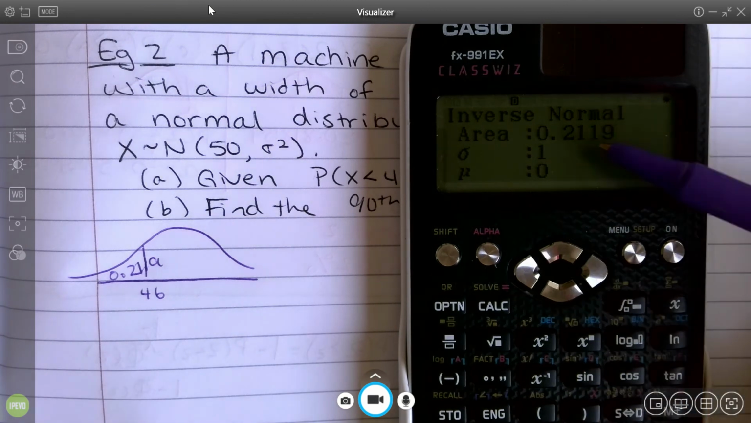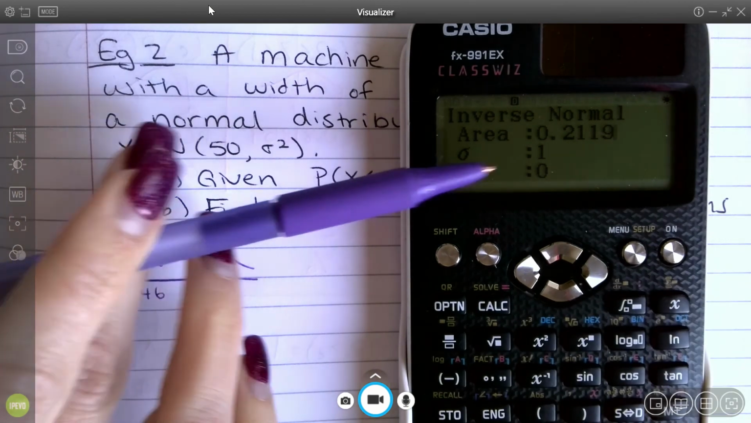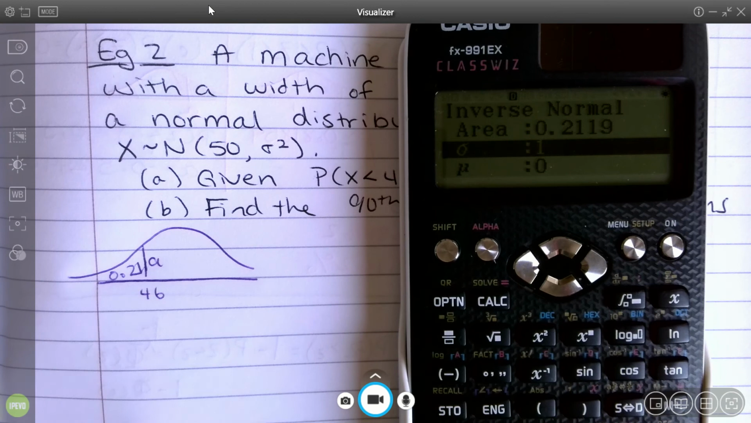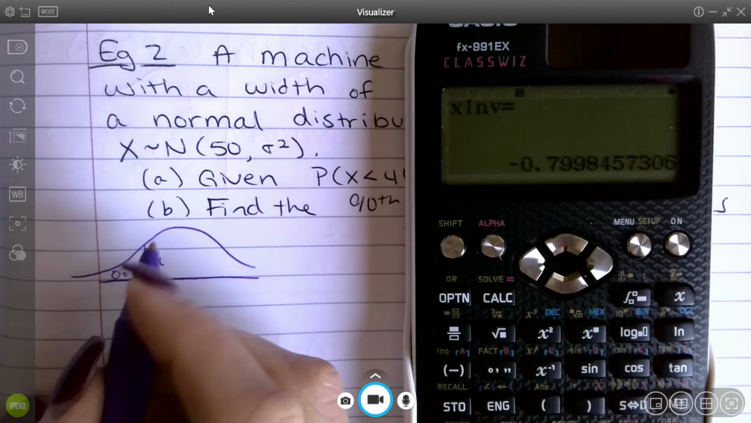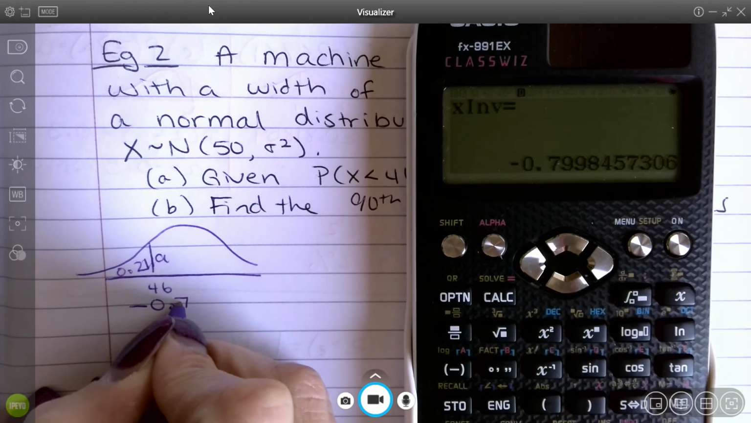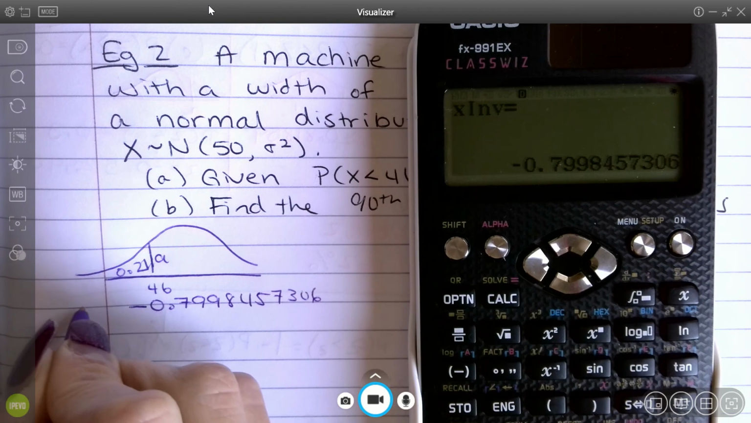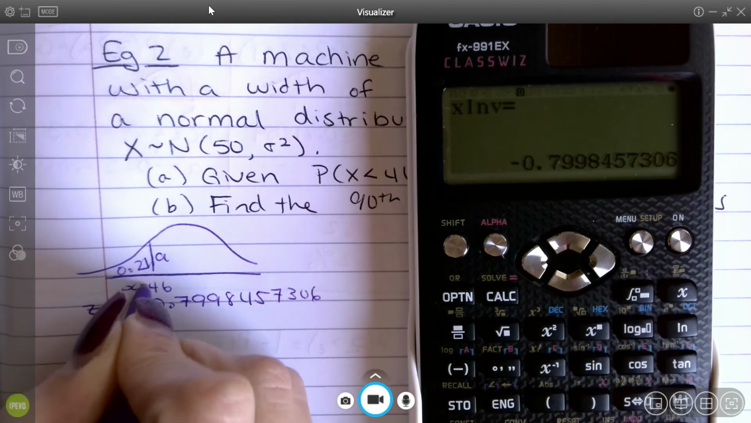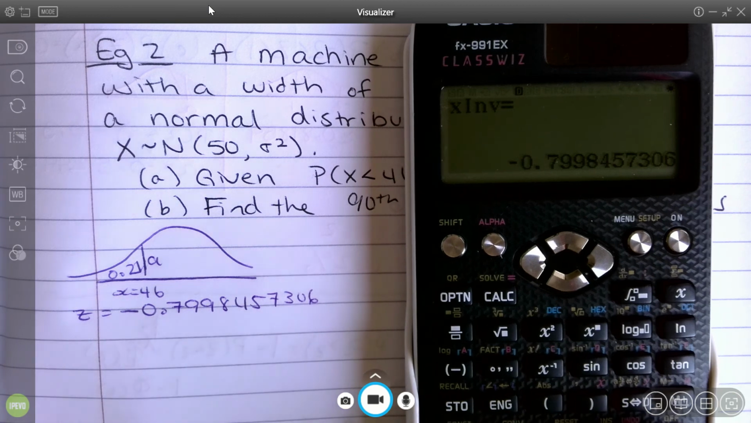And our sigma and mean for standard normal distribution is 1 and 0. And that gives us our Z value of negative 0.7998457306, and that's the Z that matches this X. Now to three significant figures, this would be 0.8, so I am going to go ahead and use 0.80. More significant is always better than less if you're not sure of where to go to.